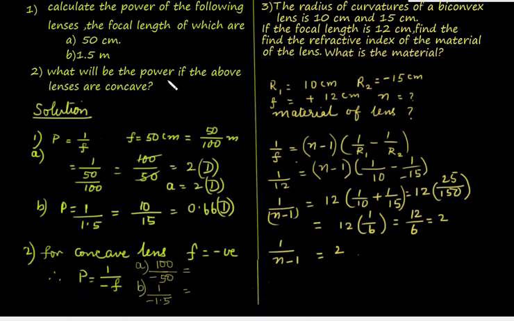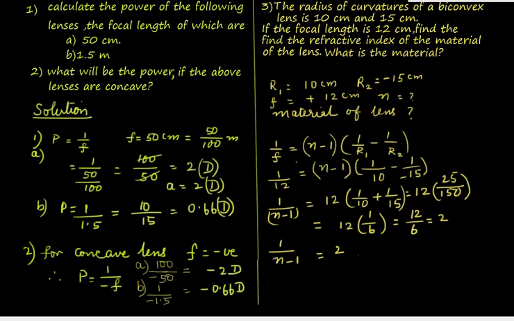What will be the power if the above lenses are concave? For concave lens, F is equal to negative. So the equation becomes P is equal to 1 by negative F. So this will become 100 by negative 50, which will be equal to negative 2 diopter. For the section B, it is 1 by negative 1.5. So that will be equal to negative 0.66 diopter. We have already seen that if focal length is negative, power also is negative.